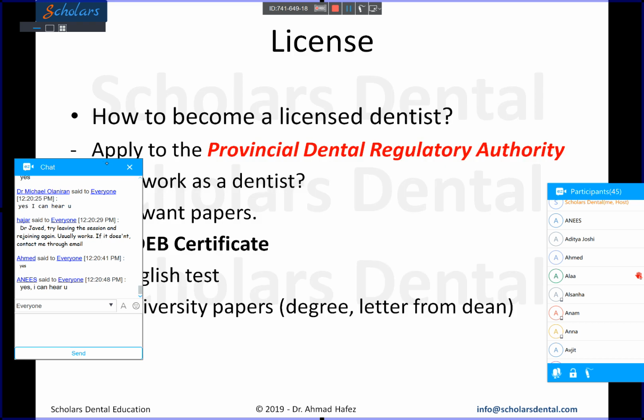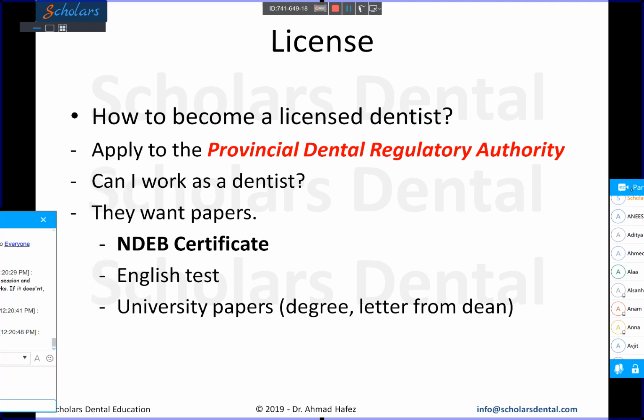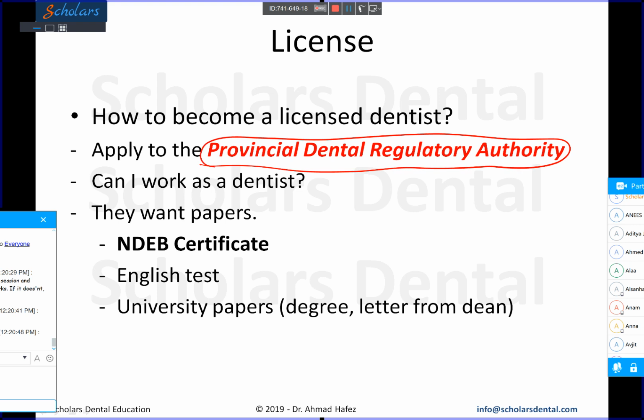Let's talk about the license. I want to put these chat boxes to the side for a bit, just so that I have more room. So how do you become a licensed dentist here? To become a licensed dentist, you have to apply to what we call the Provincial Dental Regulatory Authority. It's a funny name, but interestingly, there's actually a released question about this. So you have to know that the people responsible for licensing dentists is this, not the NDEB, by the way.